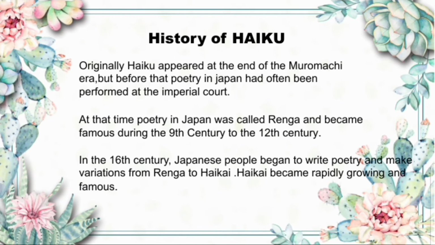The history of haiku. Originally, haiku appeared at the end of the Muromachi era, but before that, poetry in Japan had often been performed at the imperial court. At the time, poetry in Japan was called renga and became famous during the 9th century to the 12th century. In the 16th century, Japanese people began to write poetry and make variations from renga to haiku. Haiku became rapidly growing and famous.